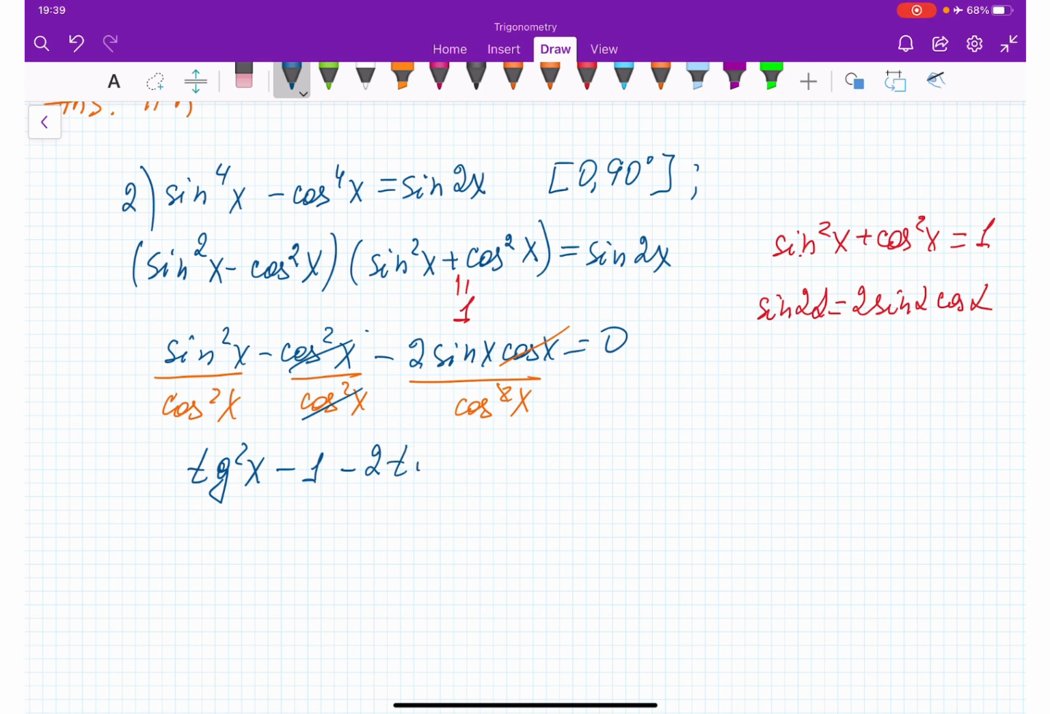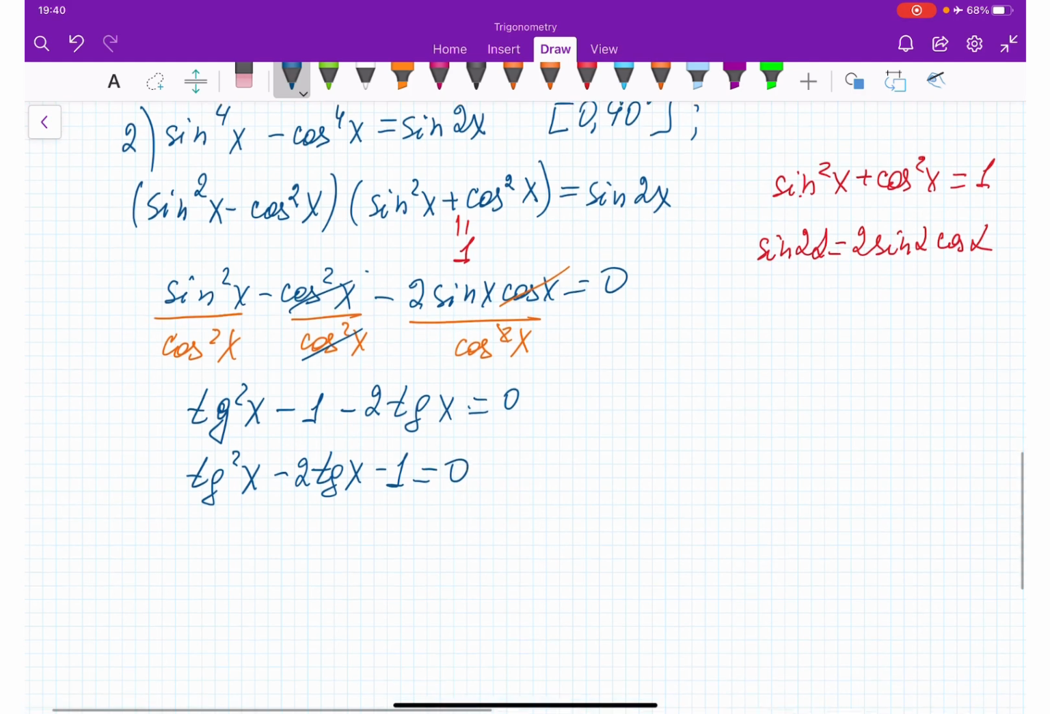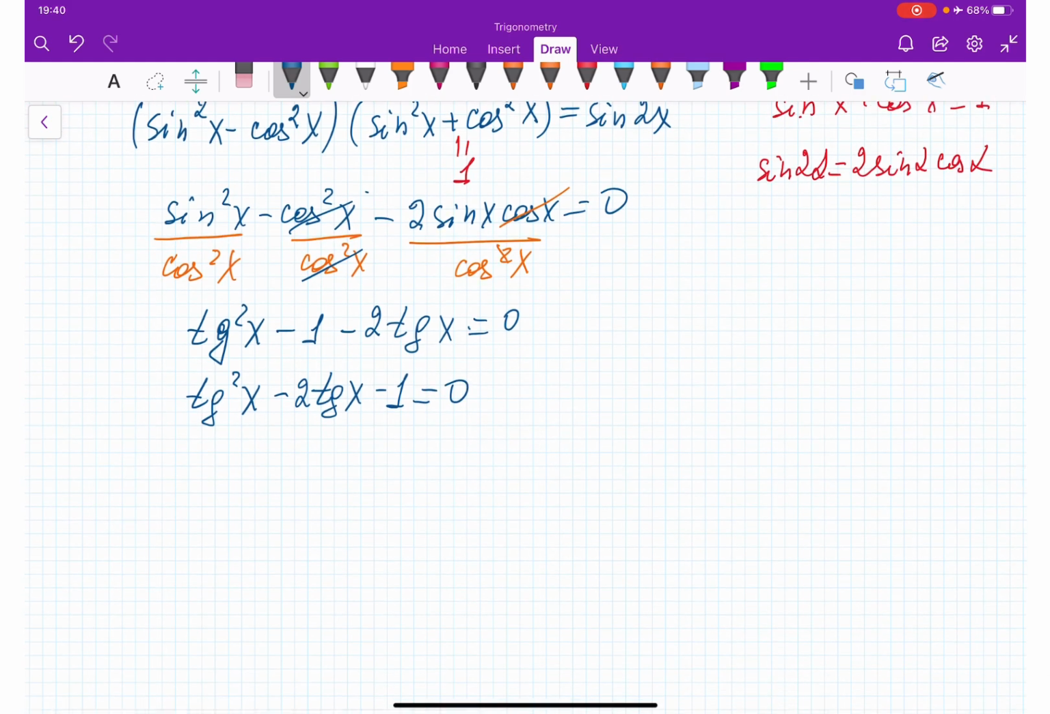I will get 2 tangent x, because I had cosine squared, right? One cosine is gone with the cosine in the numerator, and I still have another cosine left in the denominator. So sine over cosine is tangent, equals 0. Okay, so from here I am getting tangent square x minus 2 tangent x minus 1 equals 0. As you can see, we are getting a quadratic equation.